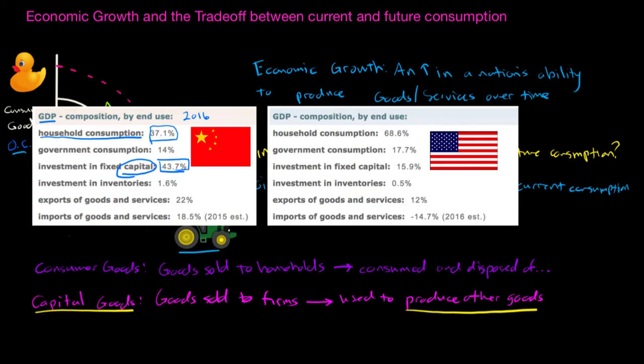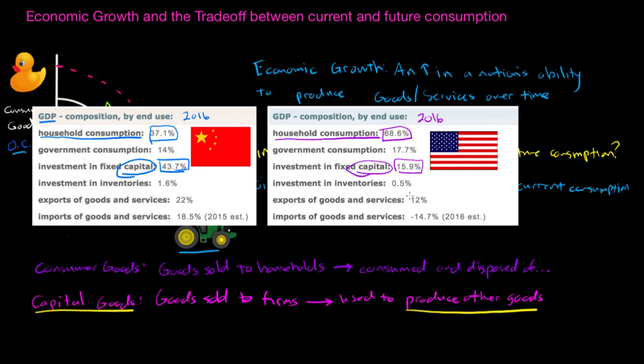China is choosing to allocate more of its resources towards the production of capital goods than it is towards the production of consumer goods. Let's look over at the United States. In the United States in 2016, only 15.9% of total spending went towards capital goods. On the other hand, 68.6% of America's total spending went towards, you guessed it, household consumption. America has essentially chosen rubber duckies over tractors, or consumer goods over capital goods. So this is one data point.